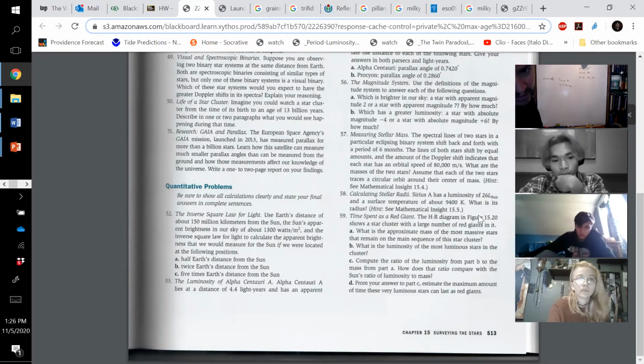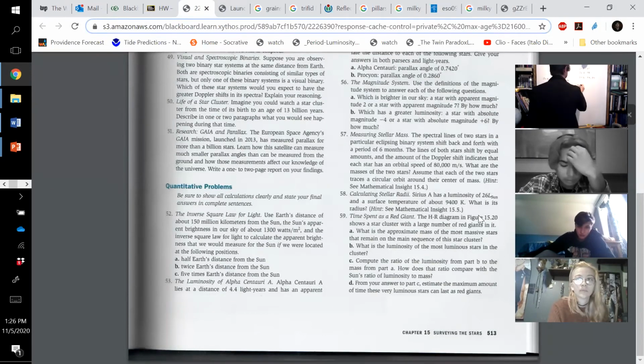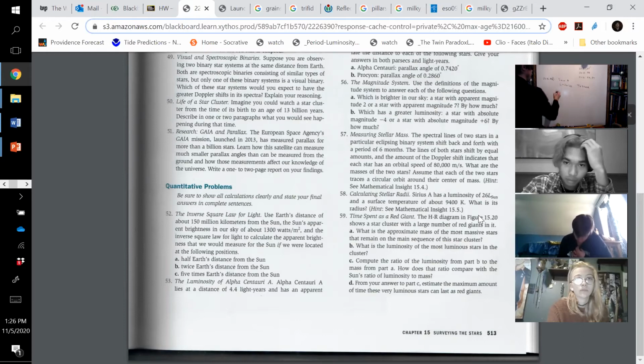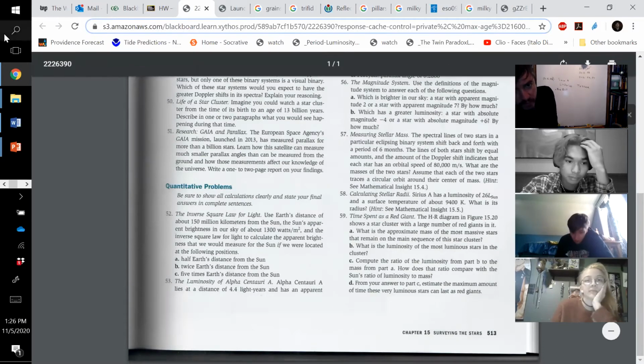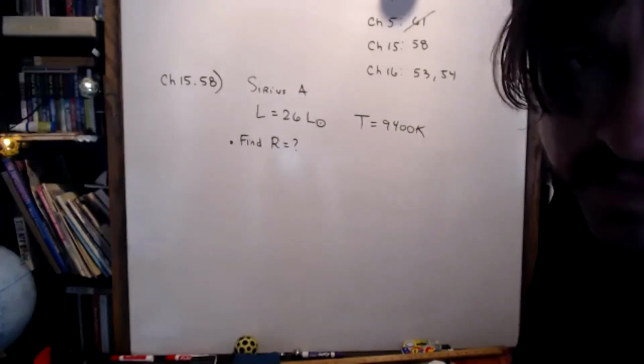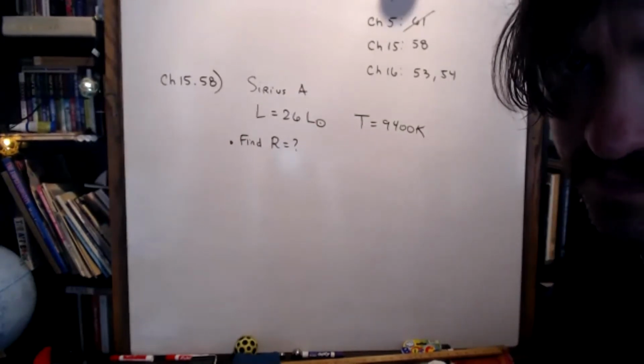And a temperature of 9,400 Kelvin. What is the radius? Do you guys know what formula you use, given the luminosity and temperature, to find the radius of a star?